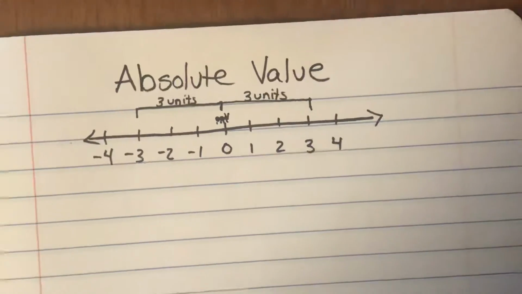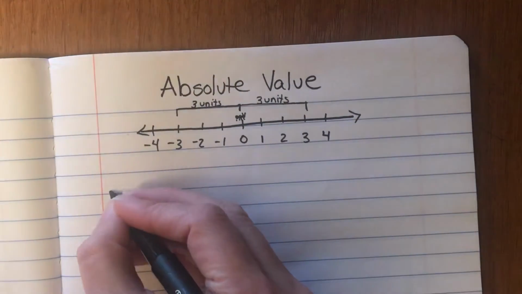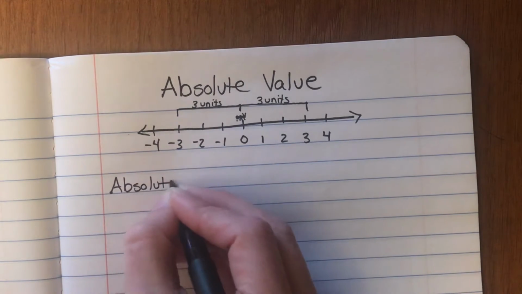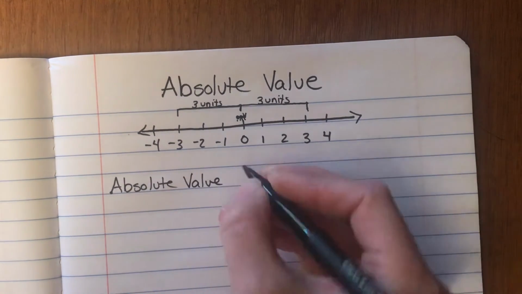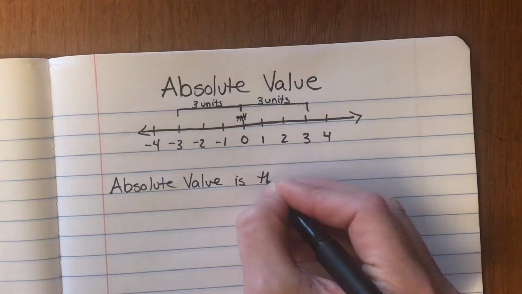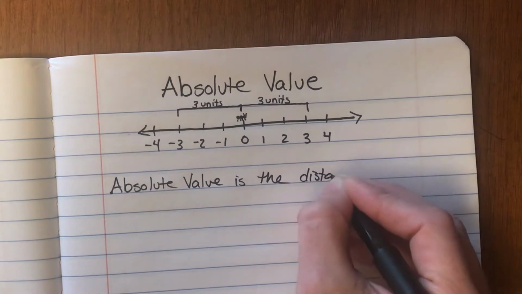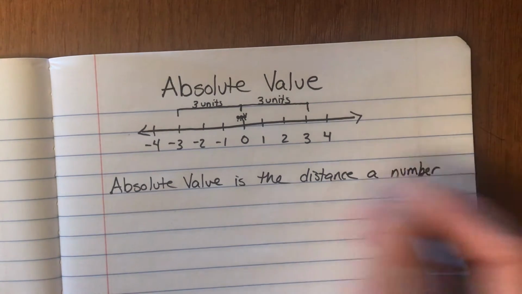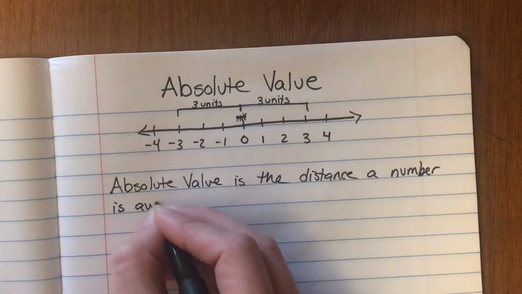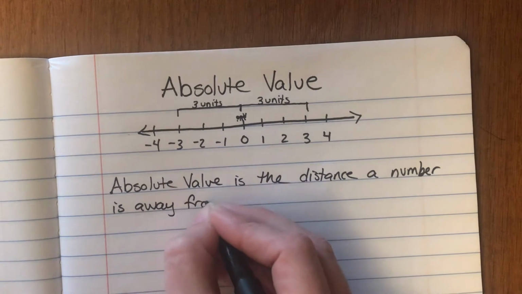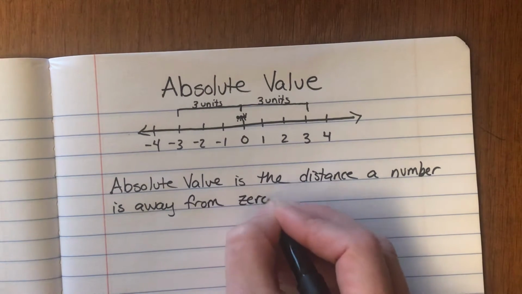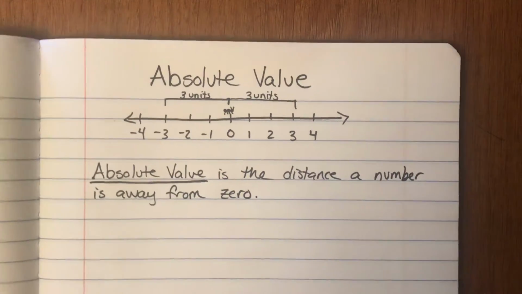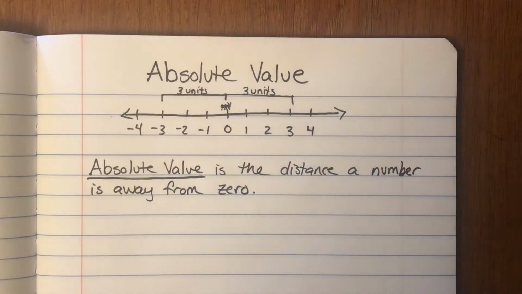So the definition of this term, absolute value, is the distance a number is away from 0. So the absolute value, what we're dealing with here, is the distance a number is away from 0.